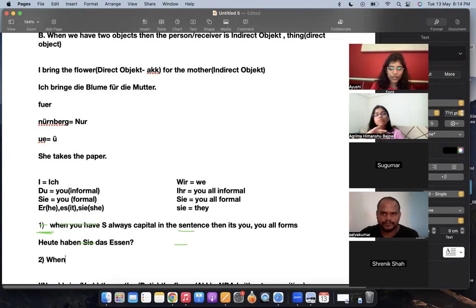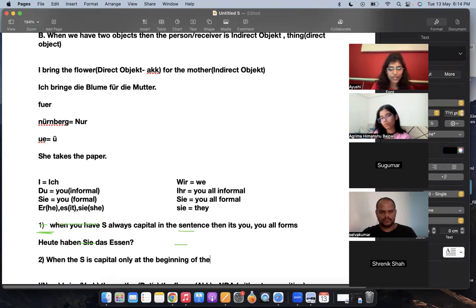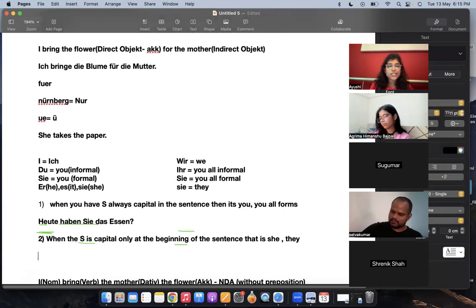Then next is when the S is capital only at the beginning of the sentence, then that is she and they. Also, guys, how to distinguish whether it is she or they, you will learn in the next class. So we're going step by step. For now, just remember, if it is capital only at the beginning of the sentence, then it's she and they. So in this sentence, can it be she and they? This one, the above example?